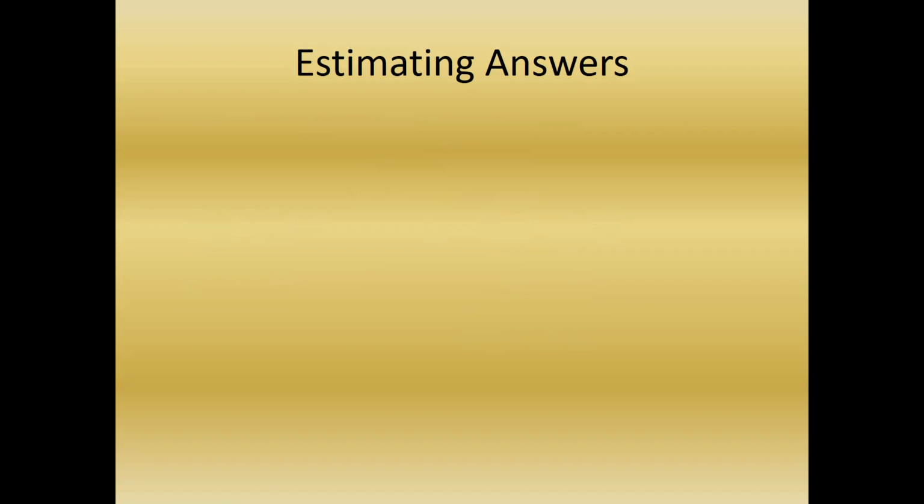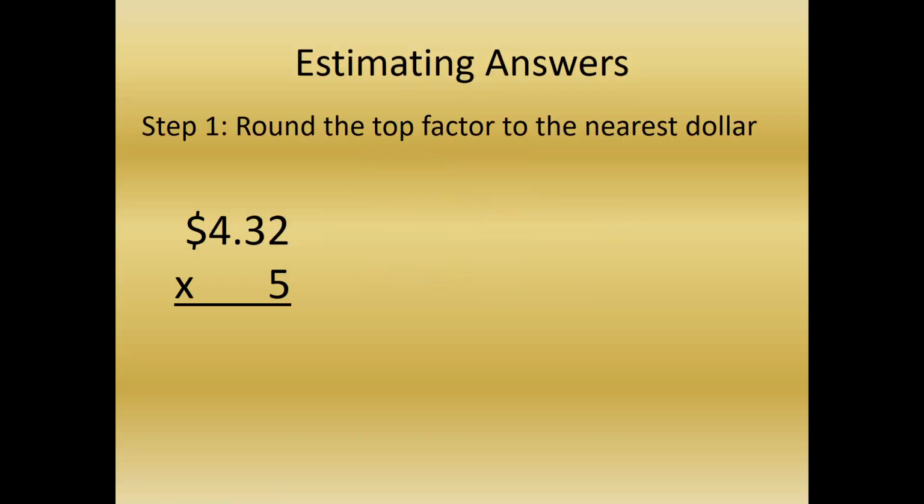All right, let's try one more like this. So we have $4.32 times 5. Step number 1 is to round the top factor to the nearest dollar. So $4.32 needs to be rounded to the nearest dollar. We have to look at the 3. Does 3 round up or down? Down. Good job. So that means $4.32 becomes $4.